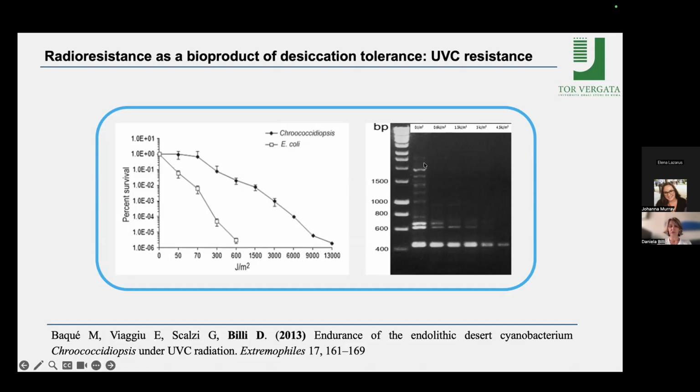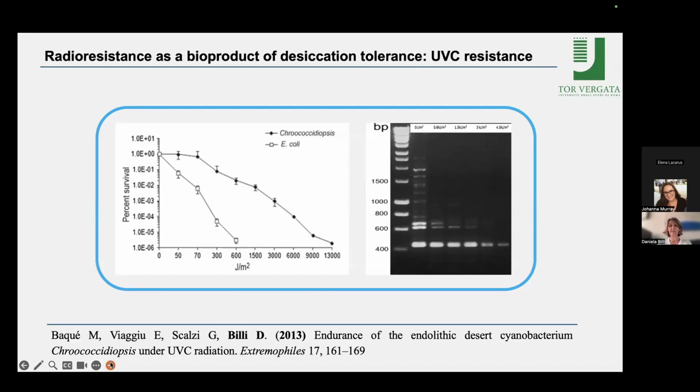Here you see that we use DNA extracted from cyanobacterium exposed to this increasing UVC dose, and we use this genomic DNA as a template for PCR fingerprinting. And if the DNA is damaged, you don't have the amplification. So here you see that the amplicon bands are disappearing as the UVC dose is increasing. But we are still within the survival limit of Chroococcidiopsis. Here you see it's 4.5 kilojoule, but we can arrive up to 13 kilojoule per meter square.